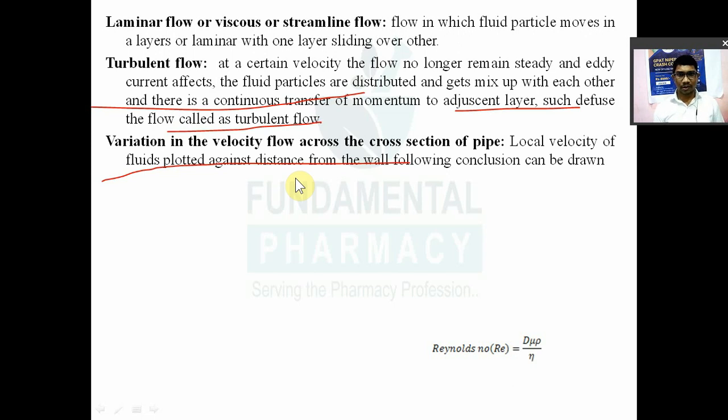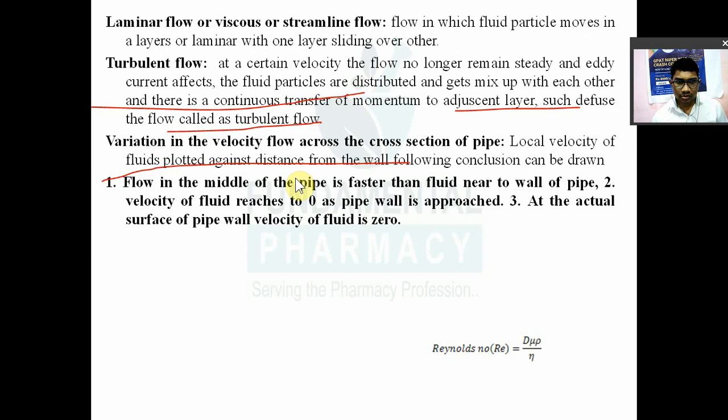When you plot the local velocity of fluid against the distance from the wall, some conclusion can be drawn. So flow in the middle of the pipe is faster than the flow near the wall. जो पाइप है उसके सेंटर में जो फ्लो होता है वो ज़्यादा होता है. So flow in the middle of the pipe is faster than flow which is near to the pipe wall.